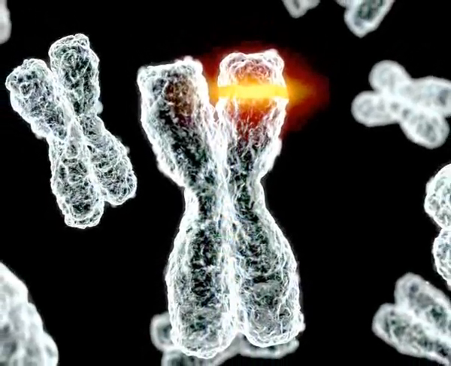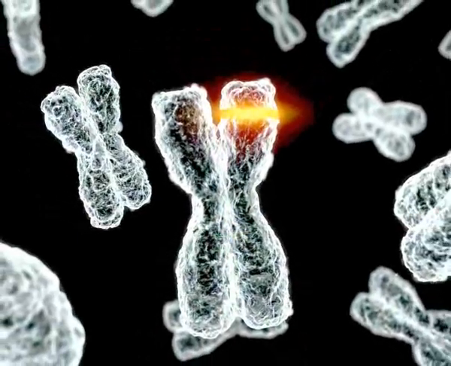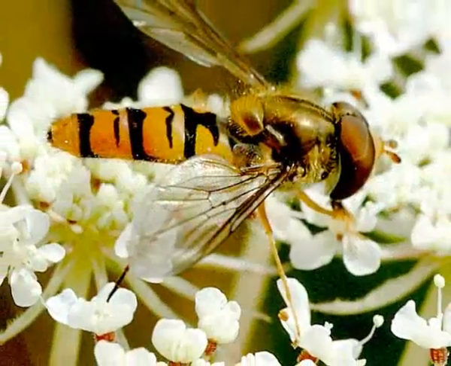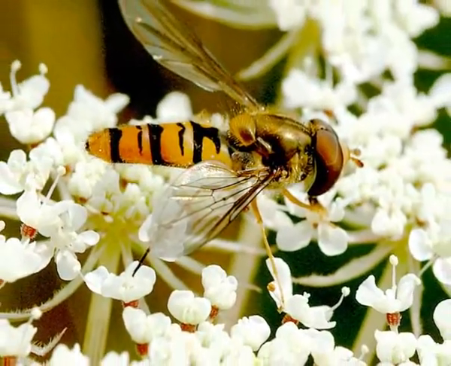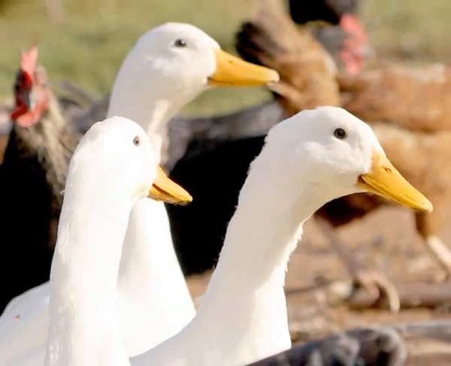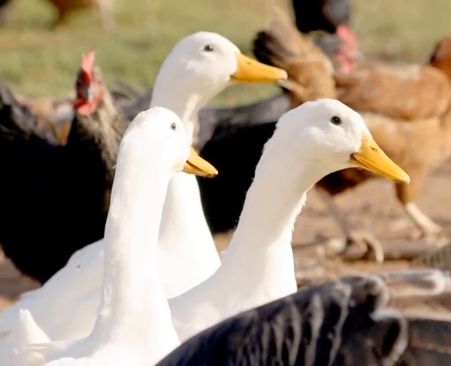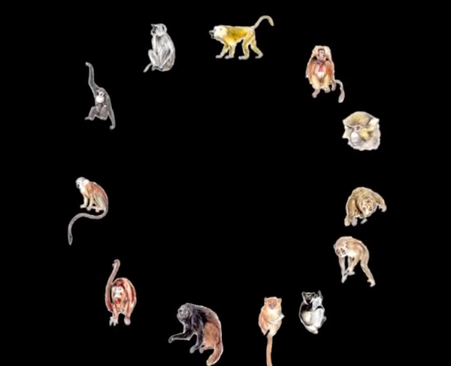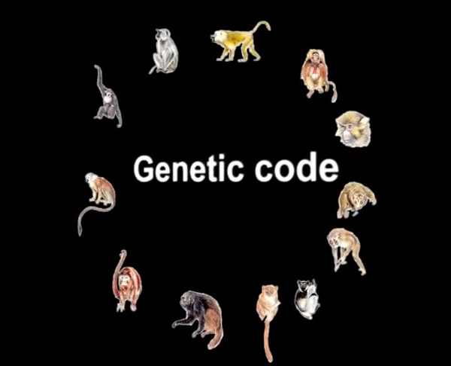Actually, a genetic code is an interface between inert genetic information and living organisms, as it plays a fundamental role in defining the process of evolution. In our lesson today, we will explore different aspects of genetic code. Hello students, I welcome you all to today's lesson.